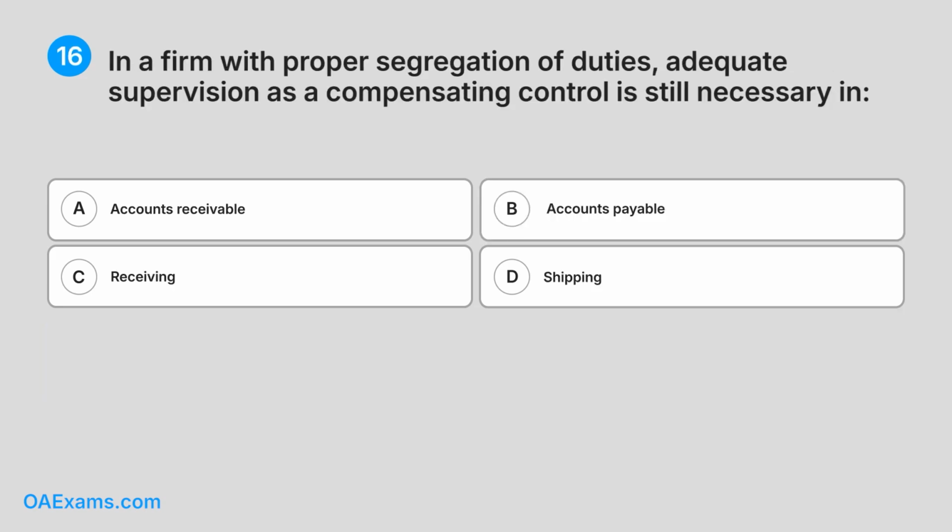16. In a firm with proper segregation of duties, adequate supervision as a compensating control is still necessary in A. Accounts receivable, B. Accounts payable, C. Receiving, D. Shipping. Can you guess the answer?